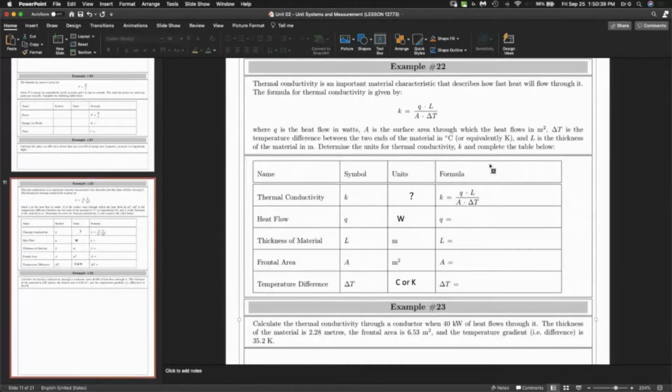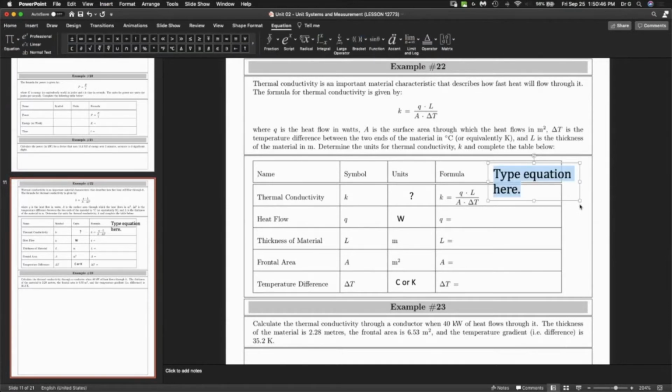So I'm going to take this formula for K, and I'm going to mess around with it for a little bit. So if you notice, the units for K are QL over A delta T. Q was units of watts. L is units of meters.